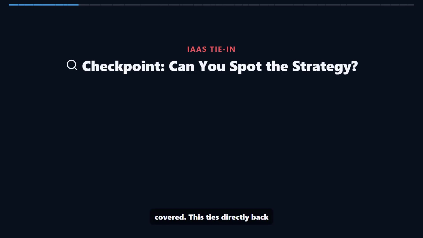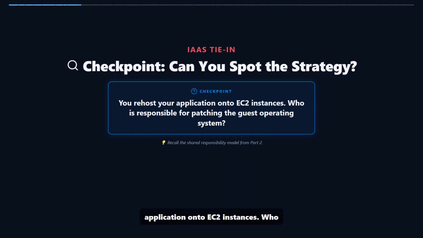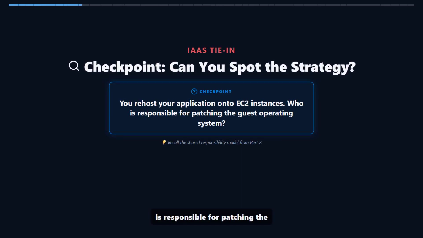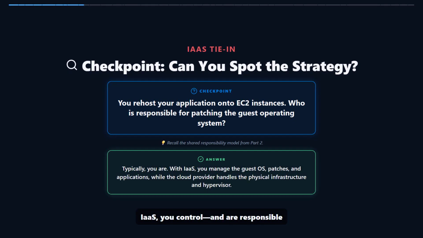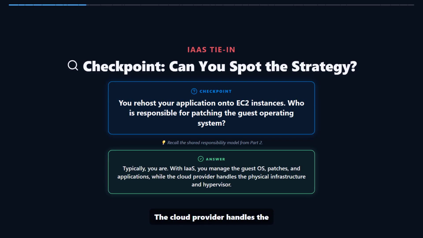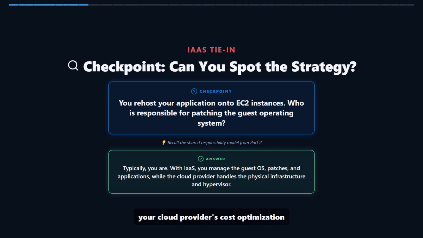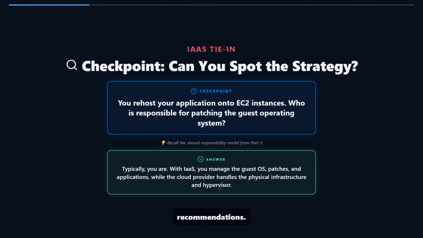Let's lock in what we've covered. This ties directly back to the IaaS knowledge from part 2. You rehost your application onto EC2 instances. Who is responsible for patching the guest operating system? Pause and think. Typically, you are. With IaaS, you control and are responsible for the OS, middleware, and applications. The cloud provider handles the physical hardware and hypervisor. To avoid over-provisioning after migration, check your cloud provider's cost optimization recommendations.